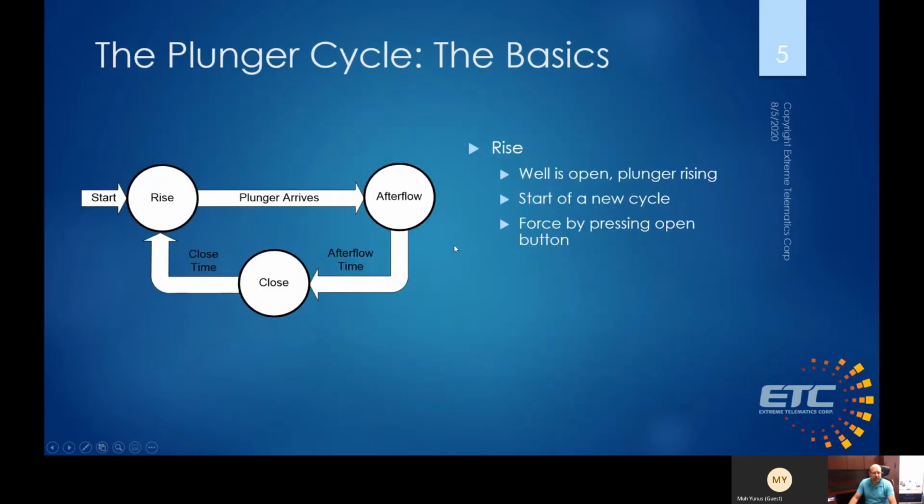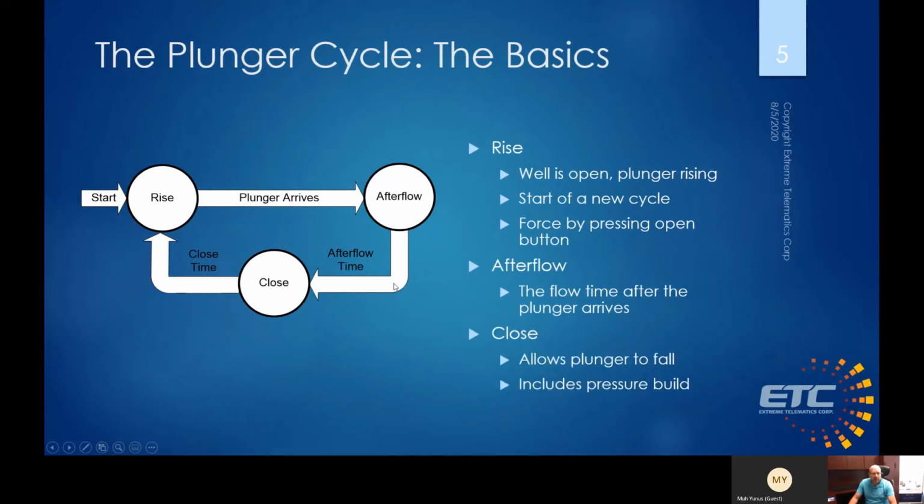So this is the plunger cycle. So as you can see, we start with rise. And then rise is opening the well. The plunger comes from the bottom of the well to the top. Once the plunger's arrived, we move into afterflow. So this is the flow portion of the cycle, or the sales, that happens once the plunger has come to surface. We remove the fluid. When the afterflow time expires, we close the well, and then the plunger begins to fall.